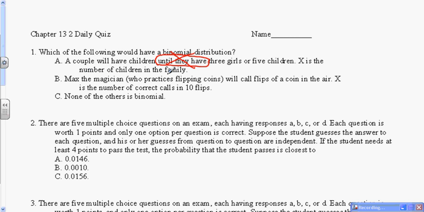Max, the magician who practices flipping coins, will call flips of a coin in the air. X is the number of correct calls in 10 flips. All right, 10 flips represents N. A coin is independent, so you have probability of 0.5. Each flip is independent of the other, and the probability does not change. So B is correct. It is binomial.